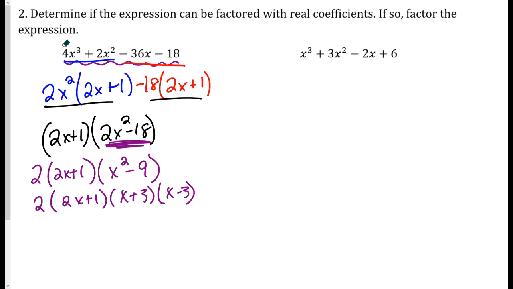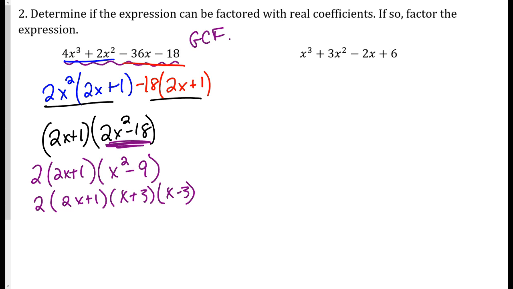Get in the habit, though, of looking for GCF first, and don't do what I just did. Take out the GCF before you jump right into factoring it by grouping. But also notice that you can still factor it out halfway through the process of saying 2x squared minus 18. That's it. Both of those terms have a factor of 2.